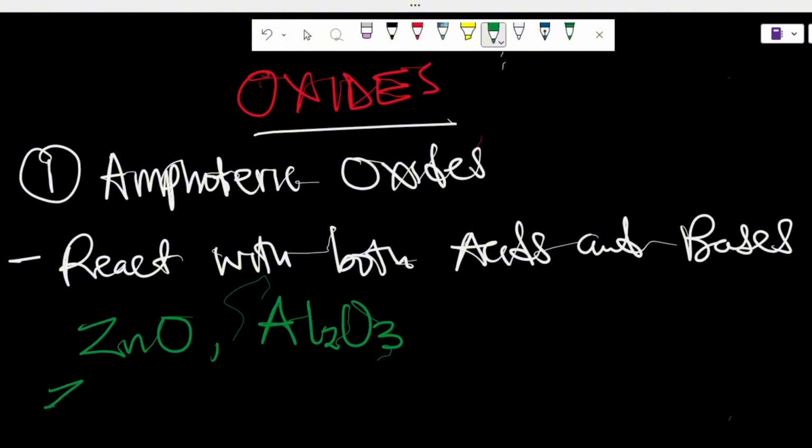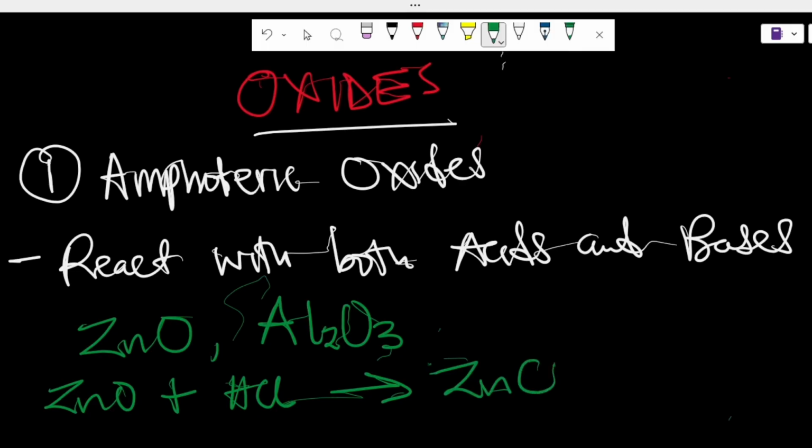So zinc oxide can react with hydrochloric acid, and this is going to give us zinc chloride and water. So to make sure that you balance the equation, there are 2 chlorine atoms here and 2 hydrogen atoms. So we can simply put a 2 here and the equation is balanced.